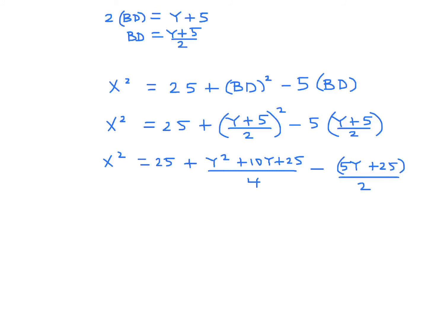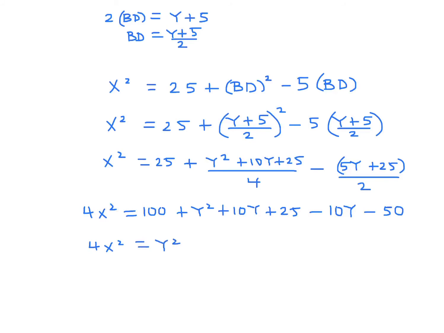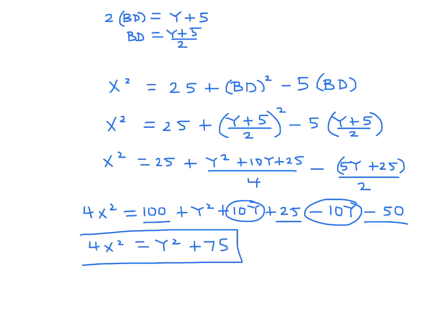Let's get rid of these fractions by multiplying everything through by 4. That should do it. So this is 4x squared. This is 100. This is y squared plus 10y plus 25. And then multiplying through by 4 there, it becomes 2 times that. So minus 10y and minus 50, right? We take it out of the brackets. So let's see what goes here. 4x squared is equal to y squared. Oh, the 10y's go. Okay, that's helpful. Then I've got 100 plus 25, 125 minus 50, 75. All right, this is my relationship between x and y.